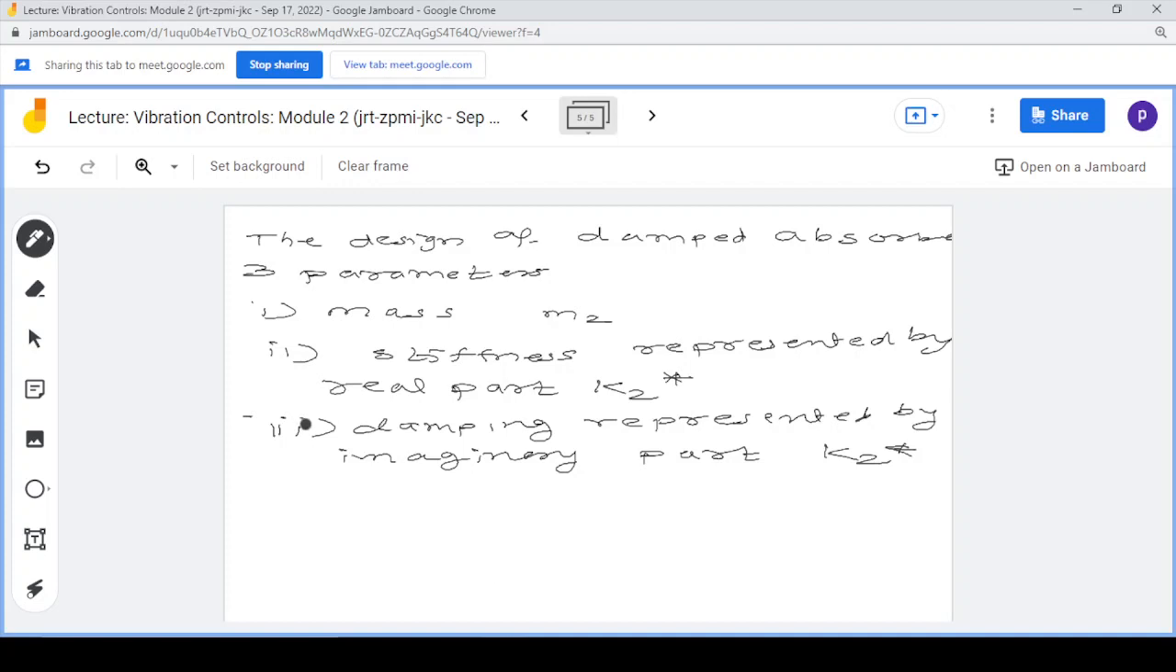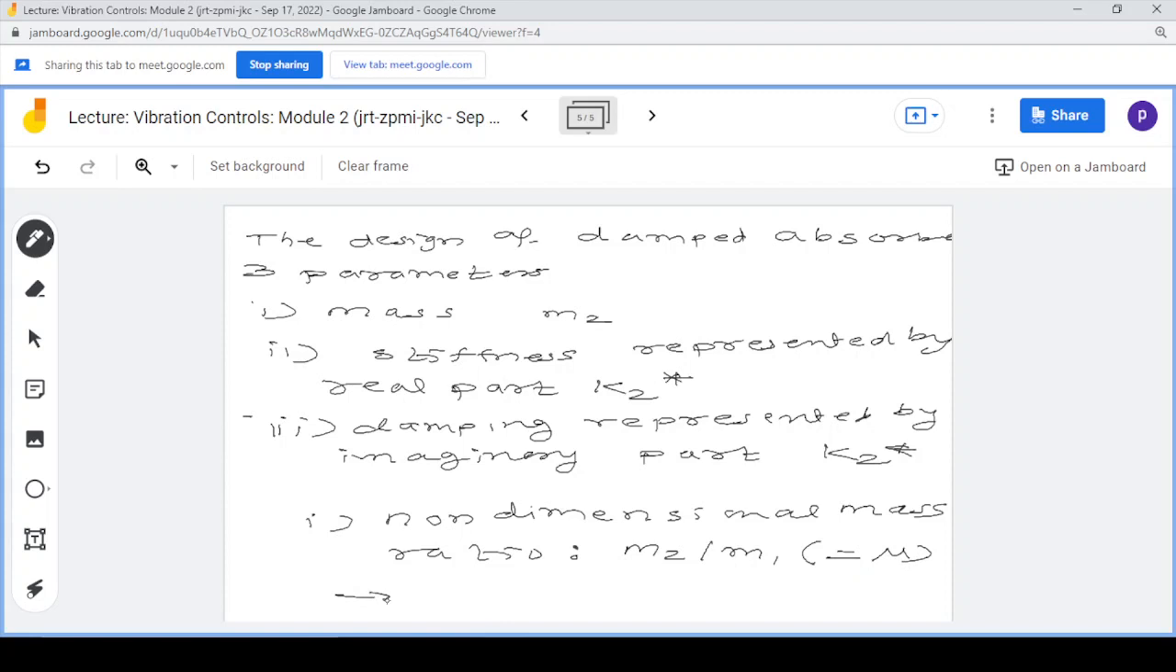Okay, and let us define some of the parameters. The first parameter we define is the non-dimensional mass ratio, that is M2 by M1. Let us call this M2 by M1 as mu, and this is called the inertia parameter, or it defines the inertia parameters.